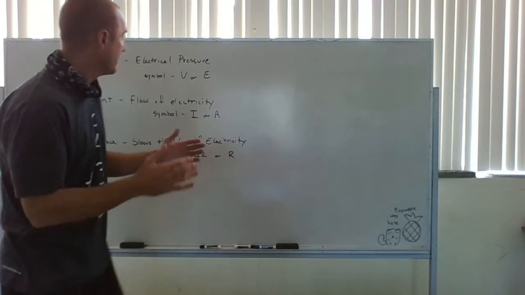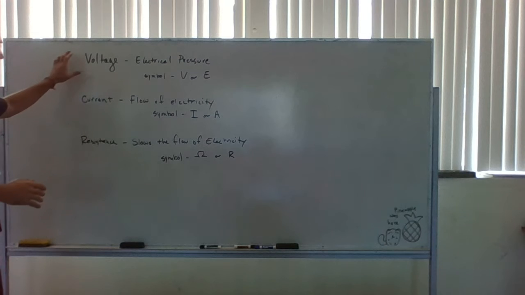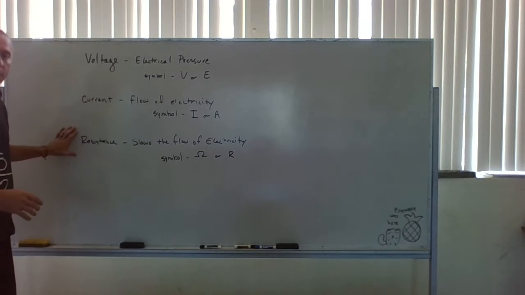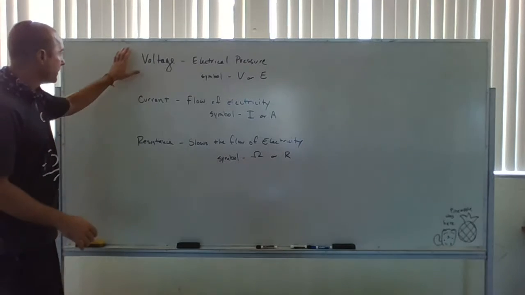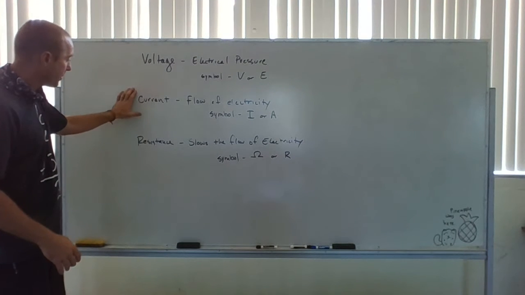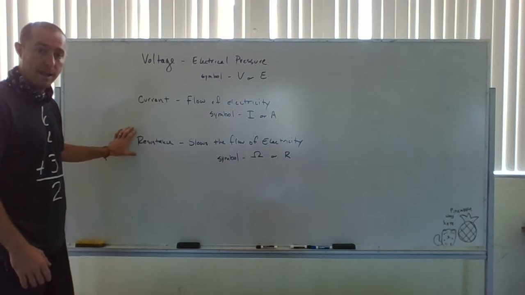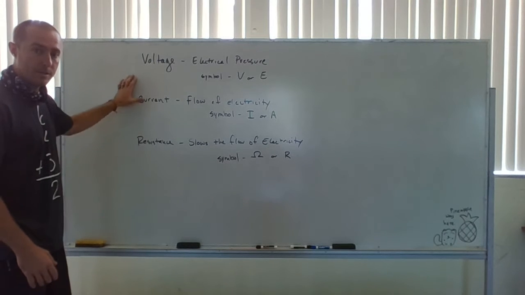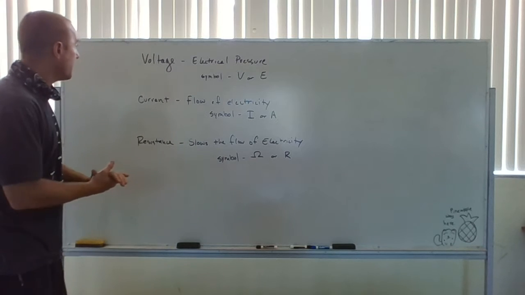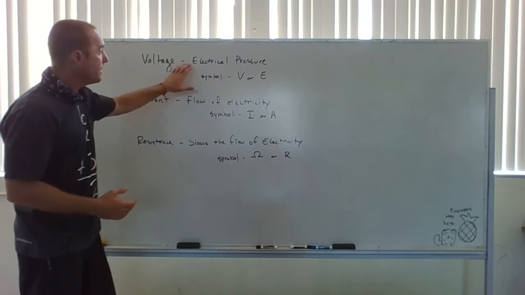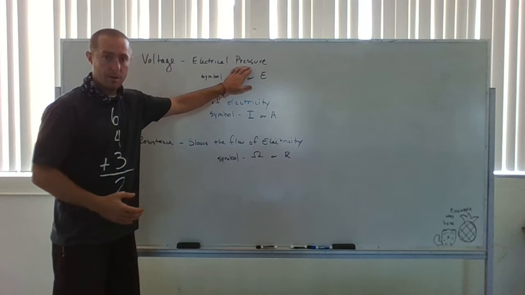Some quick definitions, all right? There are three components of electricity: voltage, current, and resistance. In every circuit, there needs to be these three, or you don't have a circuit, or you have a faulty or short circuit, all right? The first thing is voltage. Voltage is electrical pressure, all right?